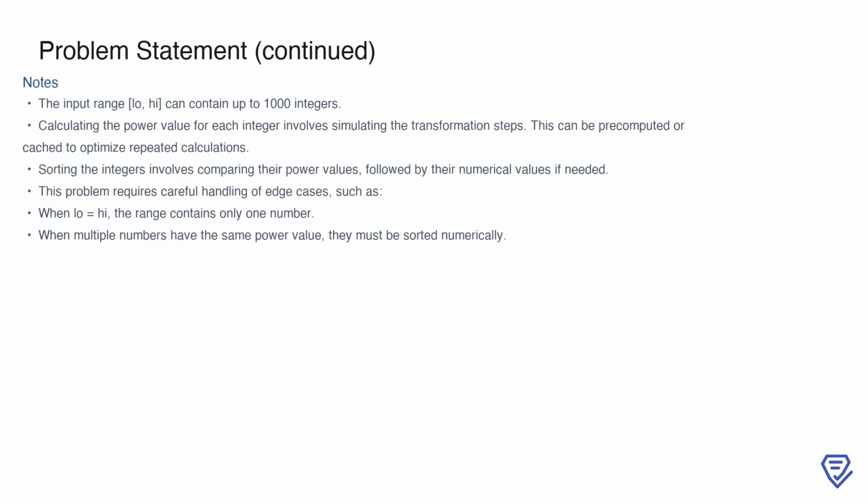In solving this problem, we need to account for some important considerations. The range, low, high, can include up to 1000 integers, so efficiently calculating the power value for each number is critical. This can be optimized using techniques like pre-computing or caching power values to avoid redundant calculations. Sorting the integers involves comparing their power values and, when ties occur, their numerical values. Edge cases to handle include scenarios where low equals high, meaning the range contains only one number, and cases where multiple integers share the same power value, requiring careful secondary sorting. These constraints and edge cases ensure the solution is both efficient and robust.